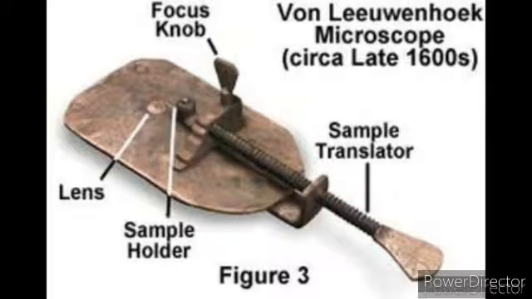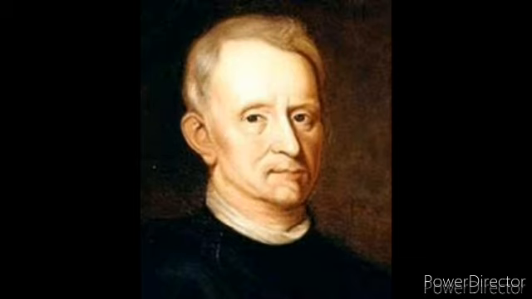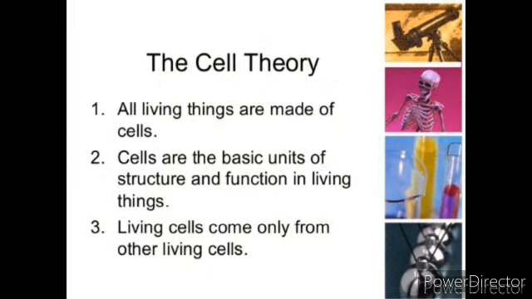And Robert Hooke was the first person to coin the word cell. The cell theory explains every living organism is made up of one or many cells. The structural unit of all living organisms is the cell. The functional unit of all living organisms is the cell. And last, all cells arise from pre-existing cells and not spontaneously out of nothing.